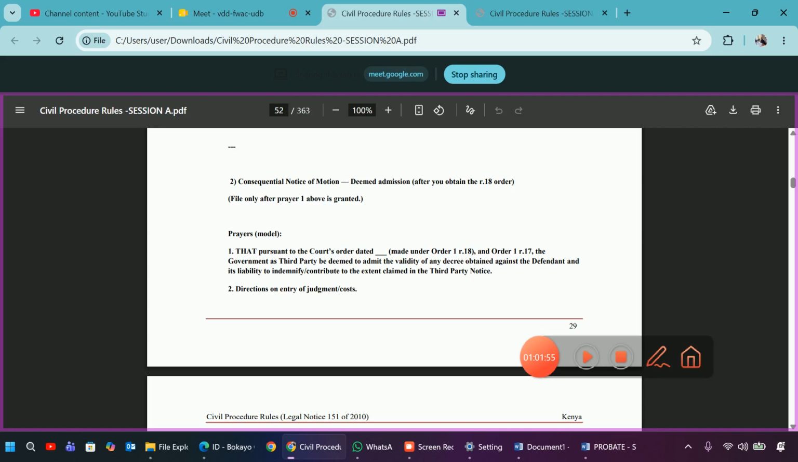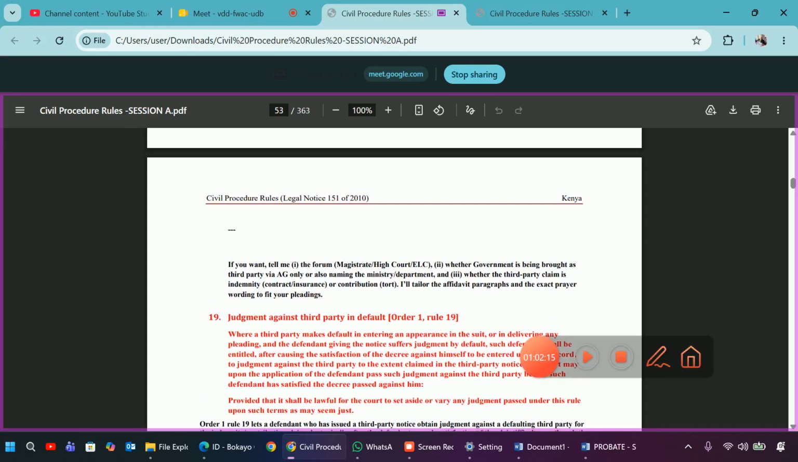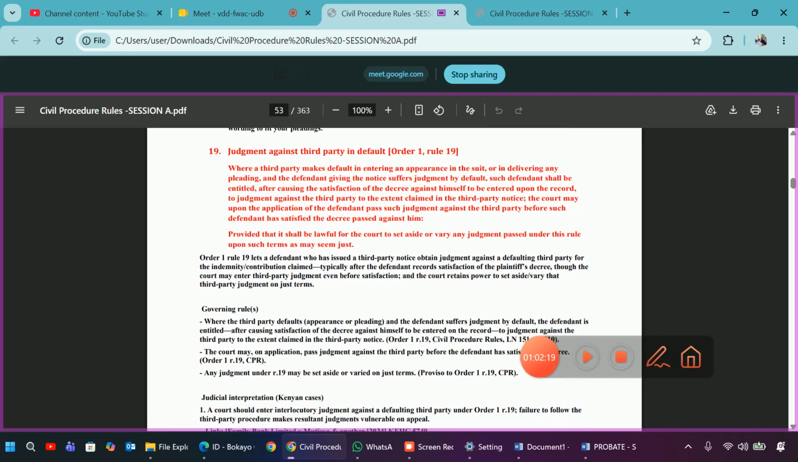That pursuant to the court's order dated this date, made under Order 1, Rule 18 and Order 1, Rule 17, the government as the third party be deemed to admit the validity of any decree obtained against the defendant and its liability to indemnify or contribute to the extent claimed in the third party notice. Direction on entry of judgment be given. So, judgment against third party in default.